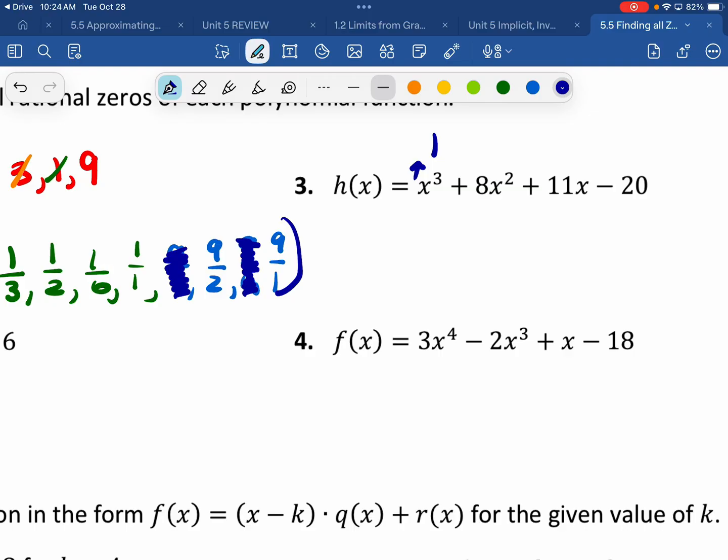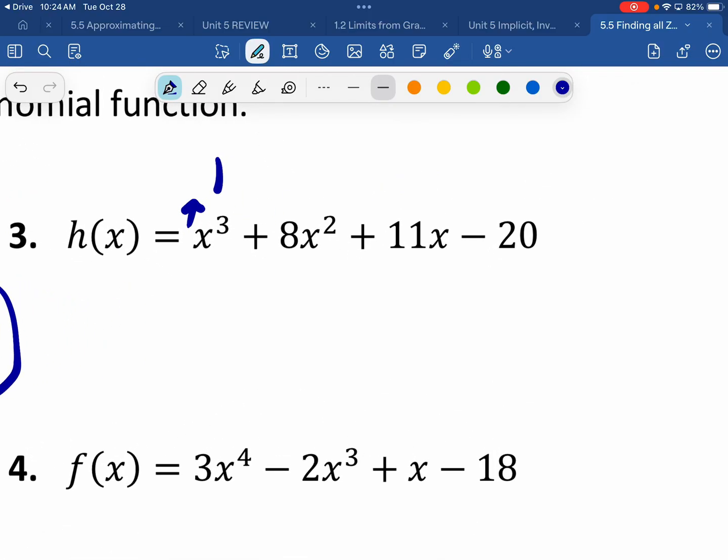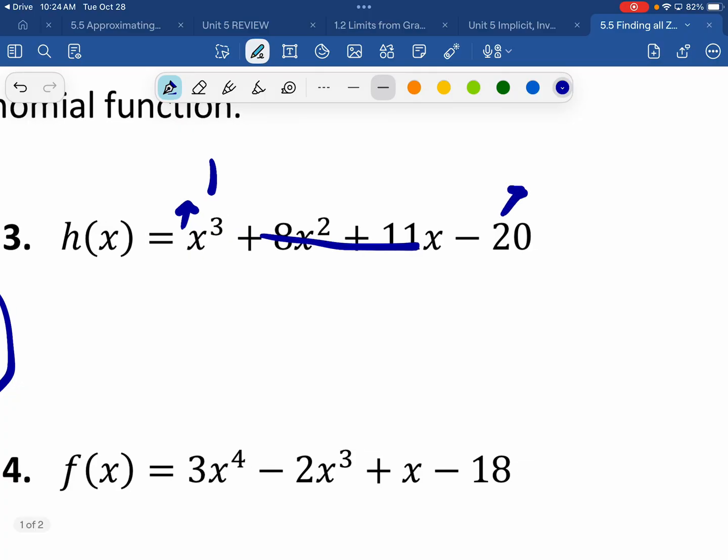Which one are you doing, Chance? 3. Oh, you only look at the first and the last. So you're just finding the factors of 20, and you'll put all of the factors of 20 over 1. 20 has a lot of factors, though, so make sure you get them all. 1 times 20, 2 times 10.